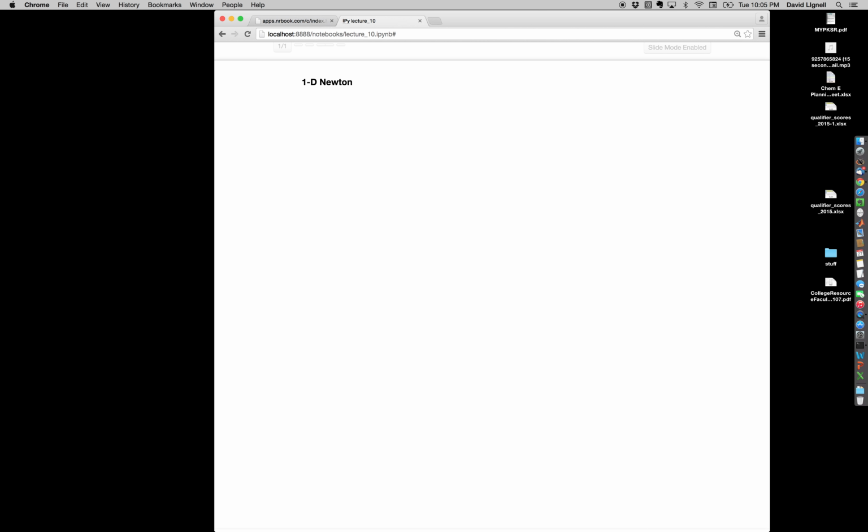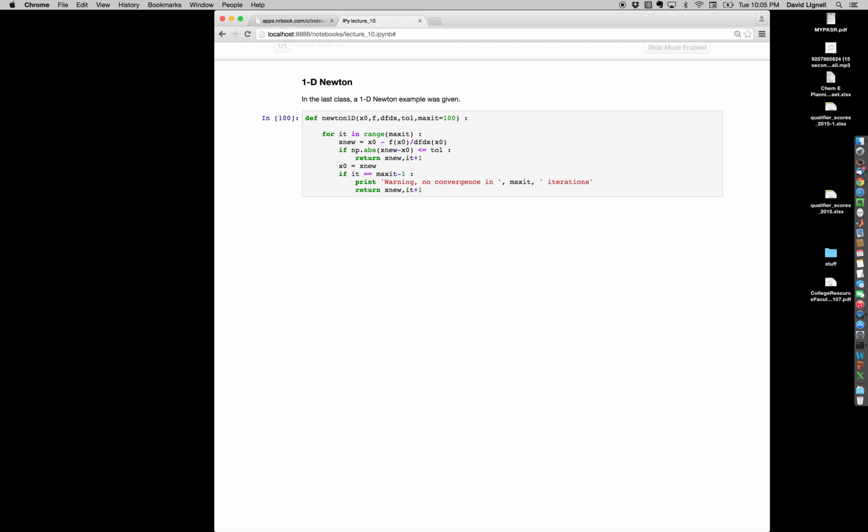So let's review then. Last time we gave an example in Python of the one-dimensional Newton's method, and this was the code for it, a very simple version of the code. We've called it Newton 1D, and we pass in the initial guess, x0, and then here I've added a couple arguments where we're passing in the function to evaluate and the derivative of the function. So these are two Python functions that we're going to pass in.